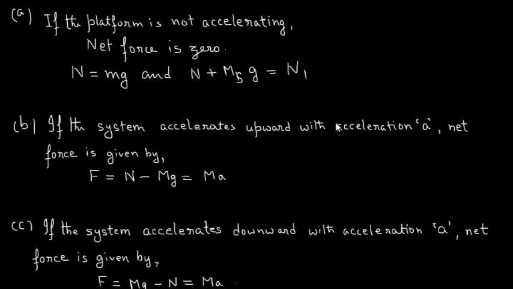A, if the above platform which we have seen in the figure is not stationary, then net force is 0, that is normal N is equal to mg. B, if the system accelerates upward with an acceleration a, net force is given by F equal to N minus mg.